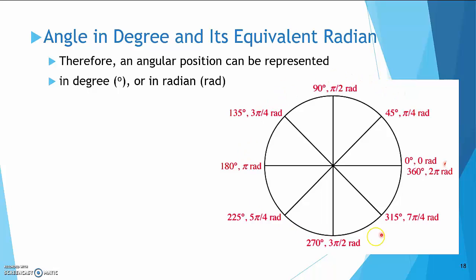This figure shows you the common angles we use in units of degrees and units of radians. For example, 0 degrees is 0 radian, 45 degrees is π over 4 radians, 90 degrees is π over 2 radians, 135 degrees is 3π over 4 radians, and 180 degrees is π radians.